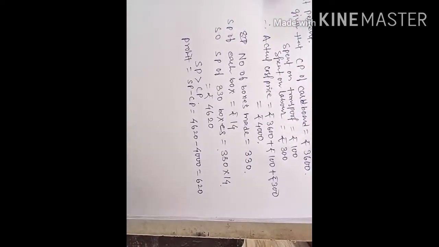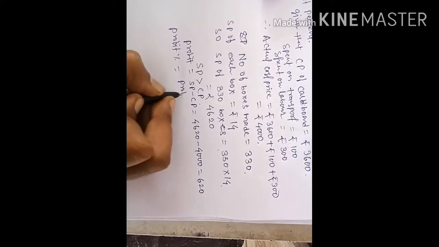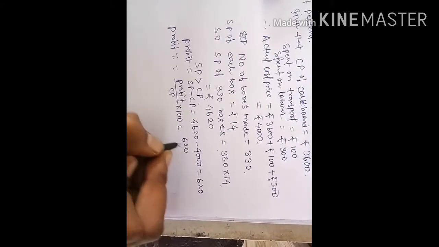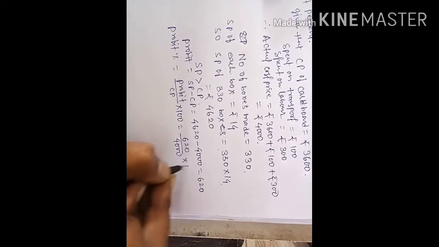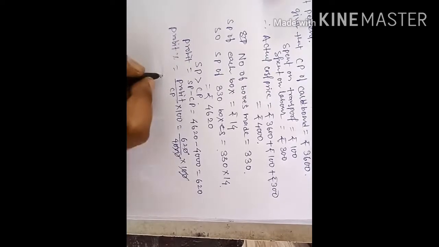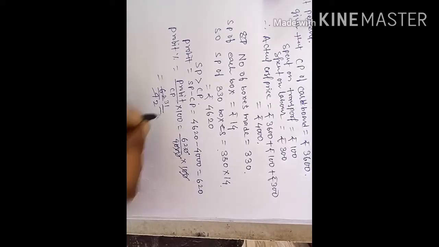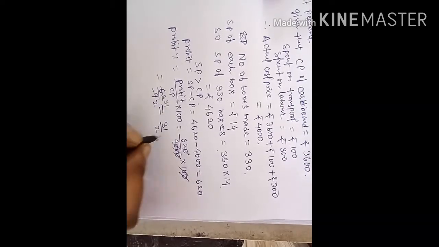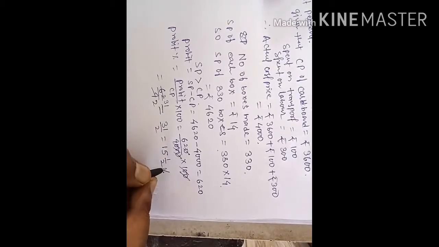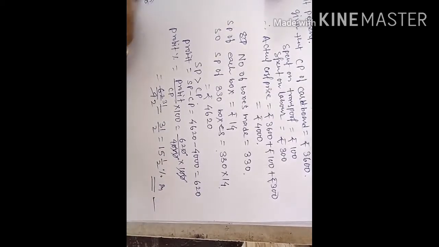Now we have to find the profit percent. Profit percent is equal to, we apply the formula, profit by CP into 100, that is 620 by 4000 into 100. We cancel 3 zeros, then we get 62 by 4. Again cancel: 2 into 31 and 4 cancels with 2 times, then you get 31 by 2. So the answer is 15 whole 1 by 2 percent profit. This is the answer.